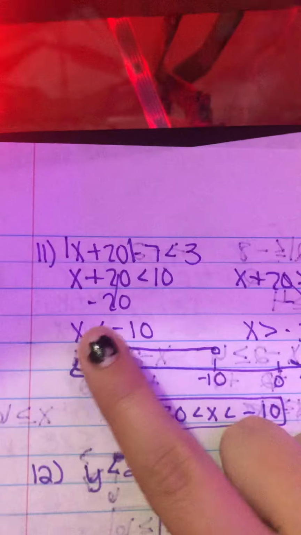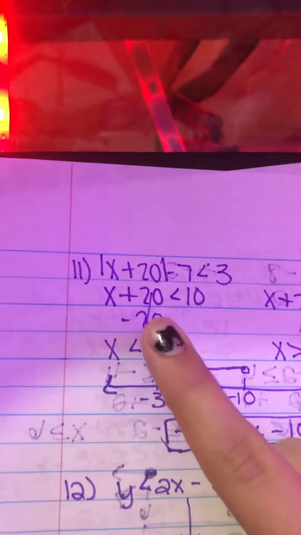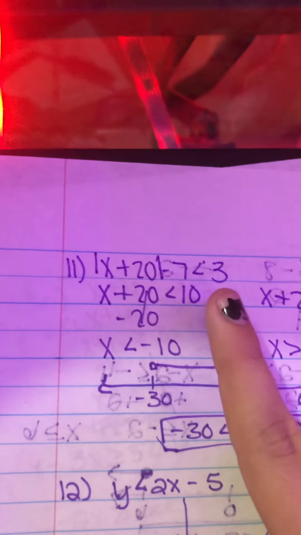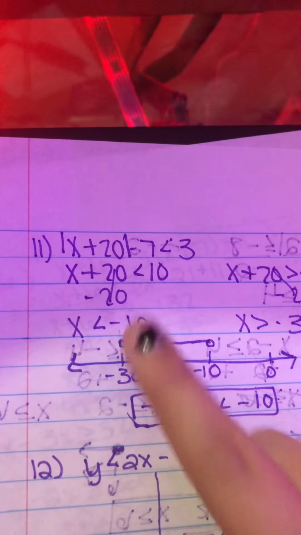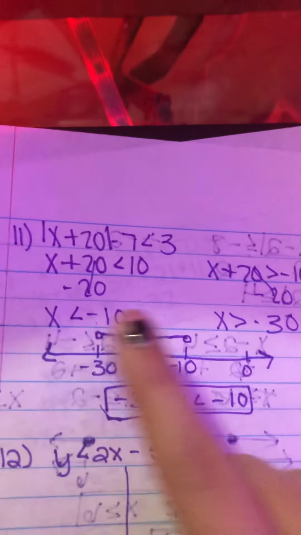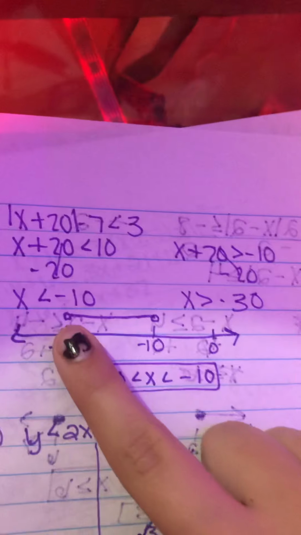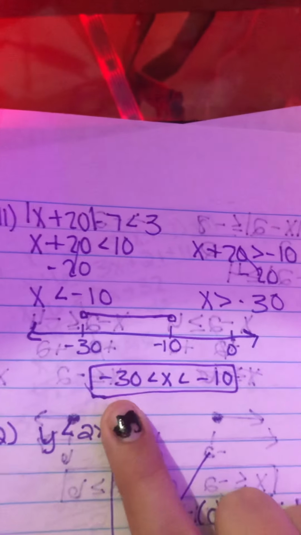Then I have 11. Absolute value of x plus 20 minus 7 is less than 3. So x plus 20 is less than 10. I separated that into 2, subtracted 20 from both sides, and then I got -10 and -30. Then I went and graphed it, and then I got -30 is less than x, which is less than -10.